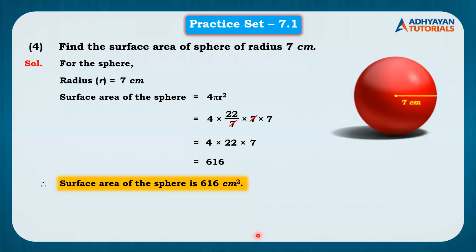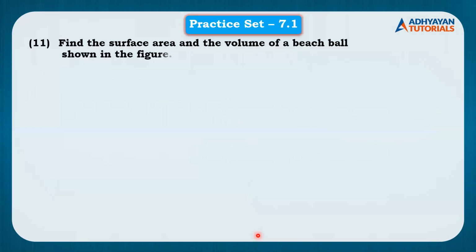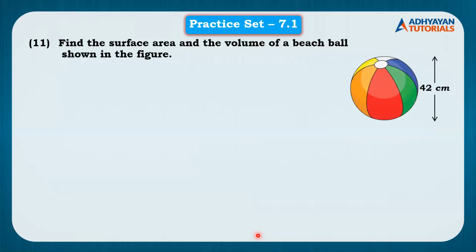Sure? With your due permission? Perfect. Now, let us start with a new sum. Same practice set 7.1, sum number 11. The question goes this way. Find the surface area and the volume of a beach ball shown in the figure.